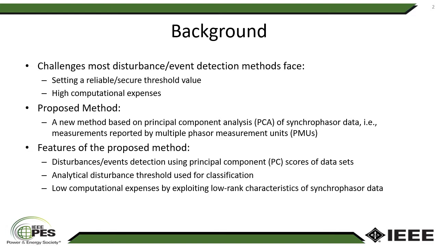So just a little background, most disturbance detection methods require setting a reliable threshold, which is hard to obtain, or need data with high temporal resolution that increases the computational expenses. We noticed that the low-rank characteristics of synchrophasor data obtained from multiple locations of the electric grid can be exploited to detect outliers. We proposed a disturbance indicator measure using the principal component scores, or PC scores, of the data matrix, and also defined an analytical disturbance detection threshold that helps classify different events based on their severity. The method is low computational compared to other signal processing methods that use Fourier transformation or Kalman filter.